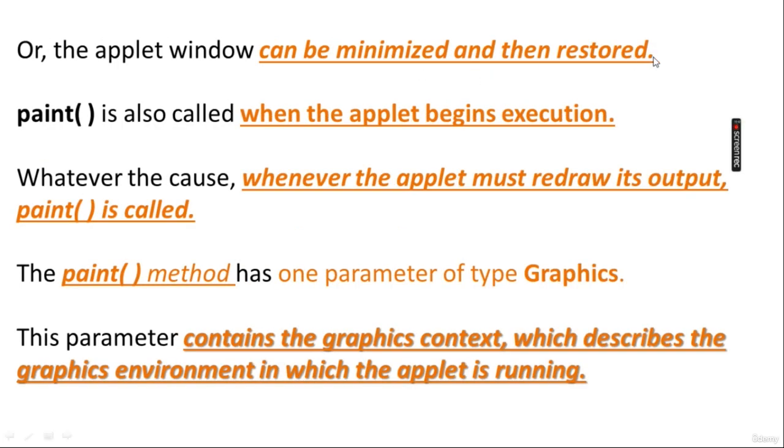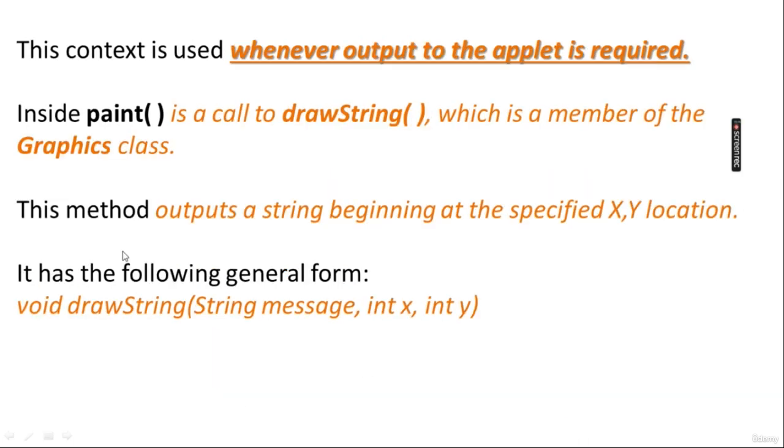The applet window can be minimized and then restored. Paint is also called when the applet begins execution for the first time. Whatever the cause, whenever the applet must redraw its output, paint is called. The paint method has one parameter of type Graphics, that is Graphics g, which we are passing here. This parameter contains the graphics context, which describes the graphics environment in which the applet is running. This context is used whenever output to the applet is required. Inside paint is a call to drawString, which is a member of the Graphics class.